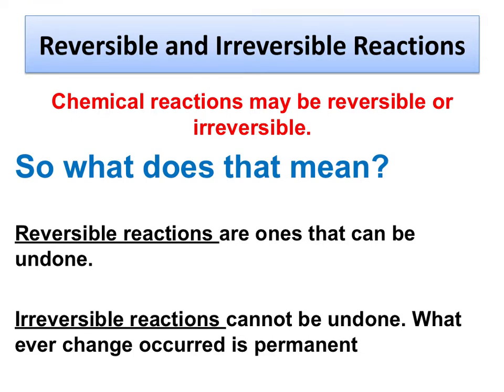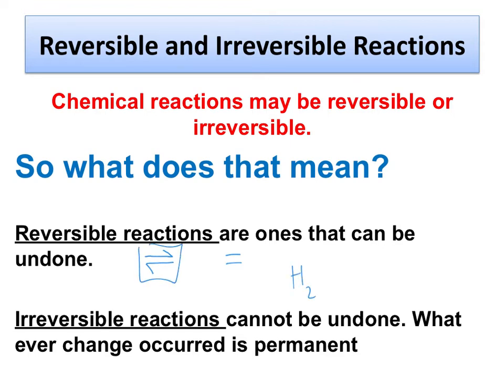So chemical reactions may be reversible or irreversible. So what does that mean? Reversible reactions are often ones that can be undone. And when we see a reversible reaction, we might see this sign instead of the equal sign. That means that the reaction can be reversed.